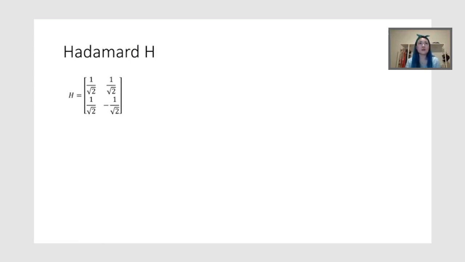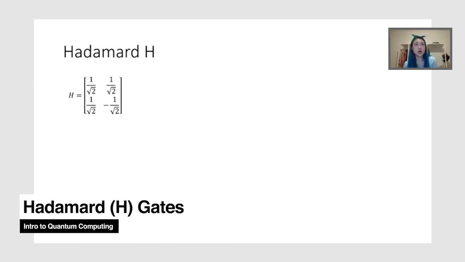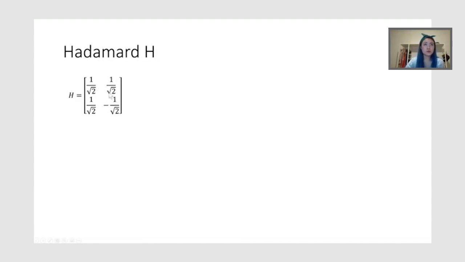Another very useful gate is the Hadamard or H gate. Hadamard is again a person's name. It is a 2x2 matrix that has 1 over square root of 2 for all the elements, and the quadrants are almost identical, except the last one has a minus sign.